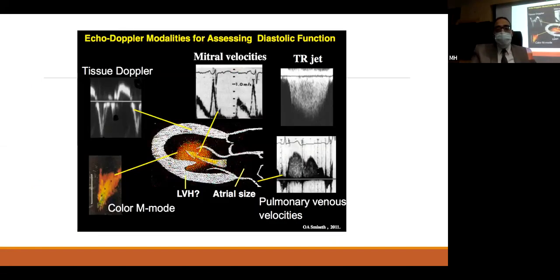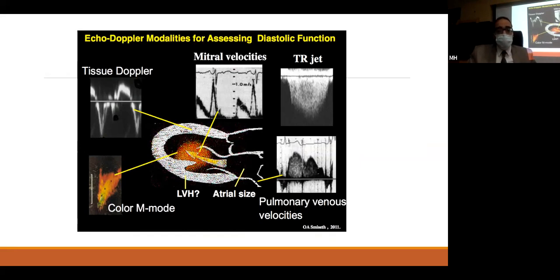As I said before, most of the echocardiography reports rely on only a single variable or index to assess the diastolic function, mainly the mitral inflow velocities, which we will see later on in my presentation is not valid in all patients, and it's very important not to rely on a single variable or single index to assess the diastolic function.